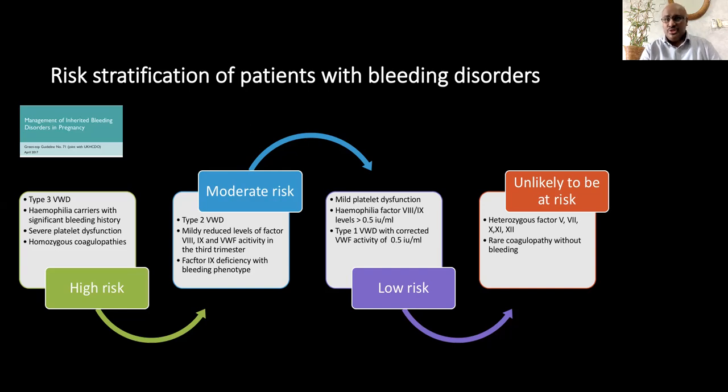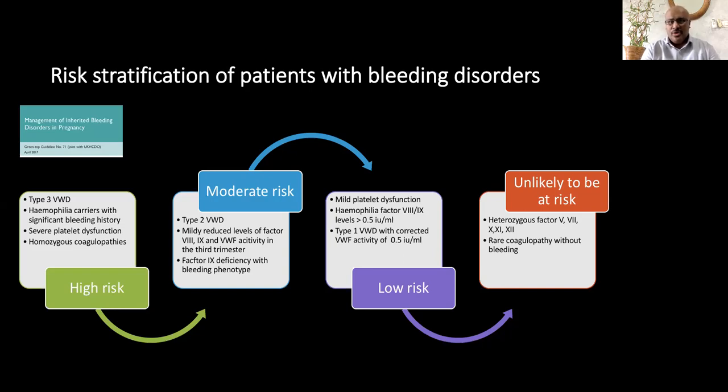Now, which patients should you be concerned of? Patients with type 3 von Willebrand's disease. Patients who are hemophilia carriers but have a significant bleeding history. Patients with platelet dysfunction, infective causes that I mentioned earlier, DIC, abruption, amniotic fluid embolism are patients who have a significant risk of bleeding, and patients with homozygous coagulopathies.